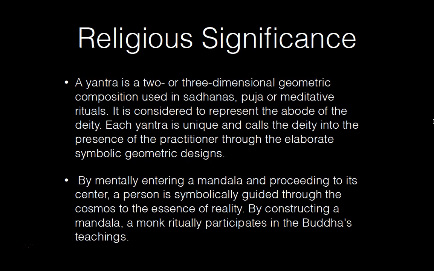So there is religious significance. We need to keep this in mind and respect this process as we are creating this assignment. A yantra is a 2- or 3-dimensional geometric composition used in sadhanas, puja, or meditative rituals. It's considered to represent the abode of the deity. It's their home, their castle, their palace.